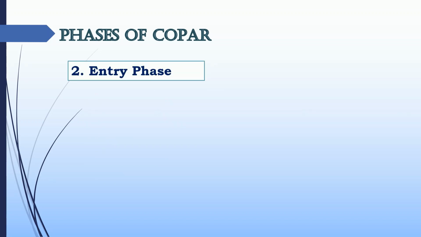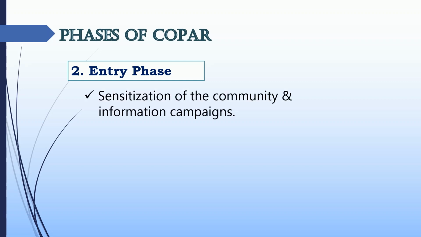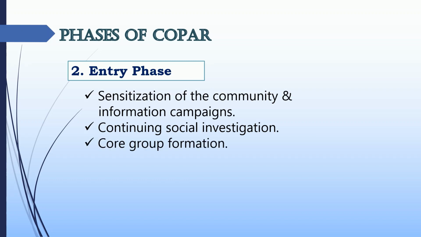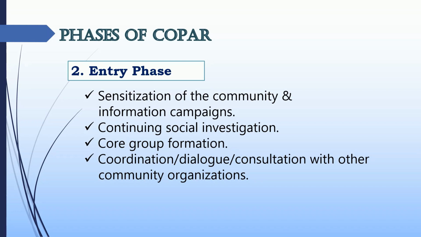Next is the entry phase. It is the integration with the community residents and the arrival in the community. During this phase, we will do sensitization of the community and information campaigns, then continuing social investigation. Core group formation is also done in this phase. We develop criteria for the selection of core group members, as well as defining the roles, functions, and tasks of the core group. Next is coordination, dialogue, and consultation with other community organizations.